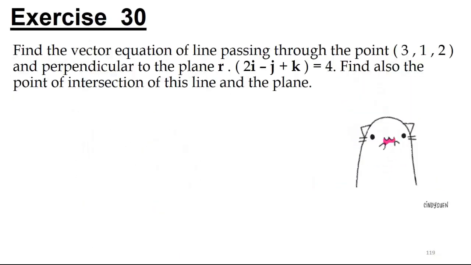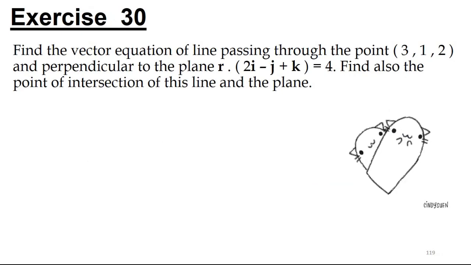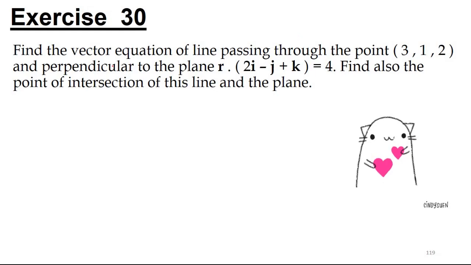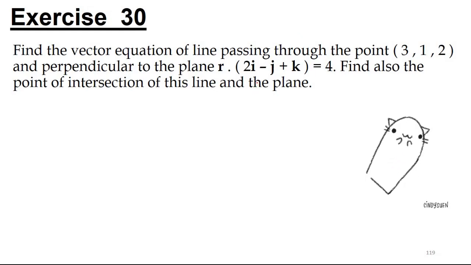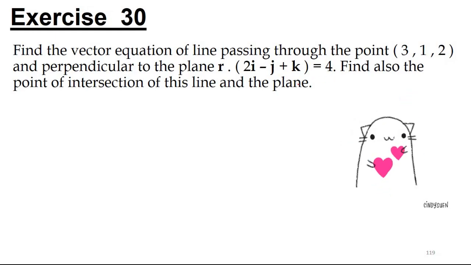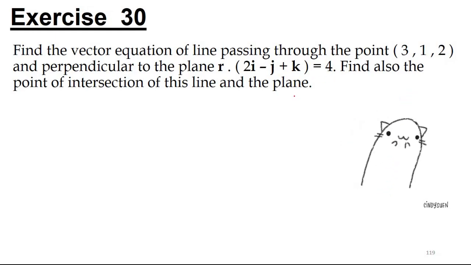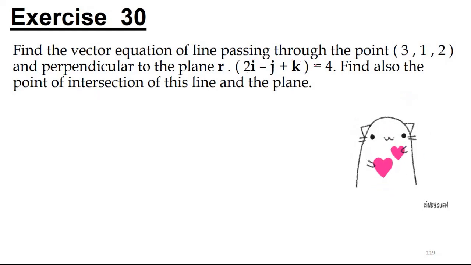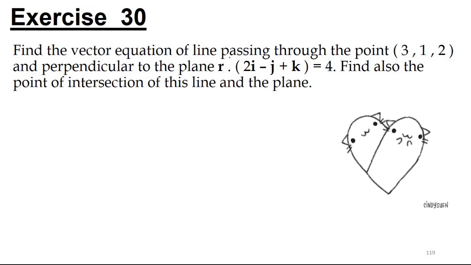Okay, kita pergi kepada the last exercise. Find the vector equation of line passing through the point 3, 1, 2 and perpendicular to the plane r dot 2i minus j plus k equal to something. Find also the point of intersection of this line and the plane. Okay, mula-mula awak kena cari vector equation untuk line yang lalu 3, 1, 2 ia perpendicular dengan plane.